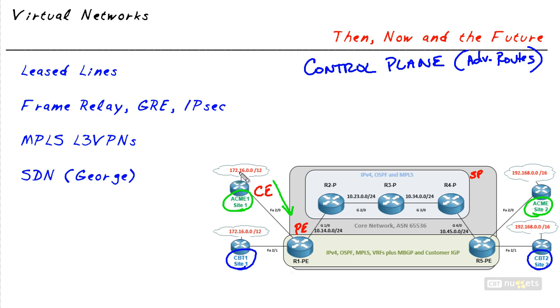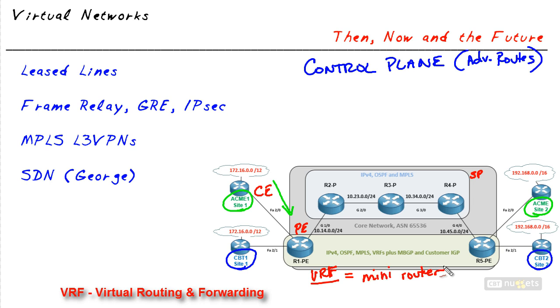R1 needs to take that route of 172.16 and it needs to keep it private. It needs to keep that associated just with Acme as opposed to CBT. So to do that, we're going to use a special method called a VRF. VRF stands for Virtual Routing and Forwarding. And when you see VRF, I want you to think of a mini router that's living inside the host.